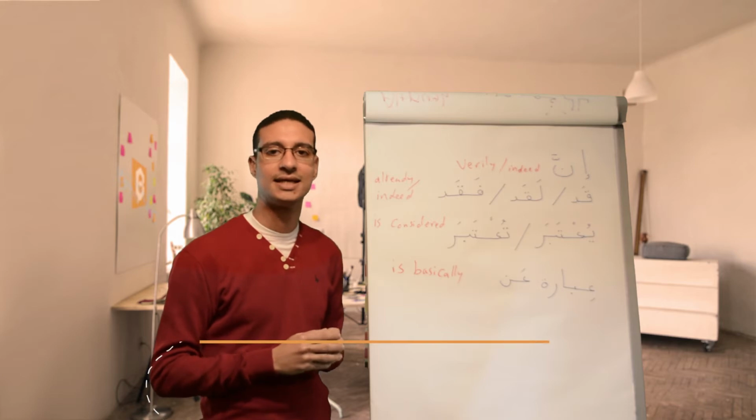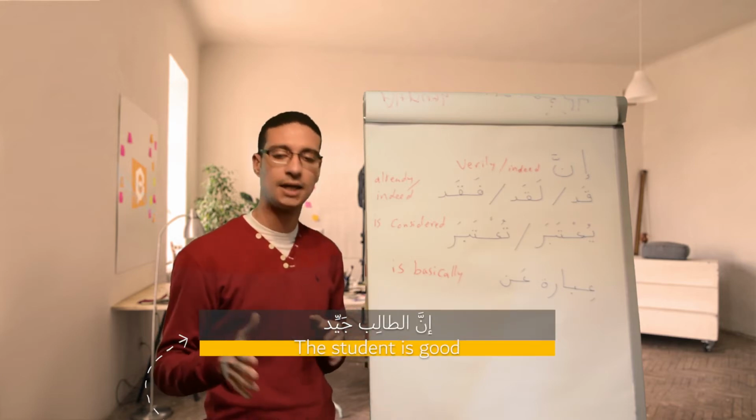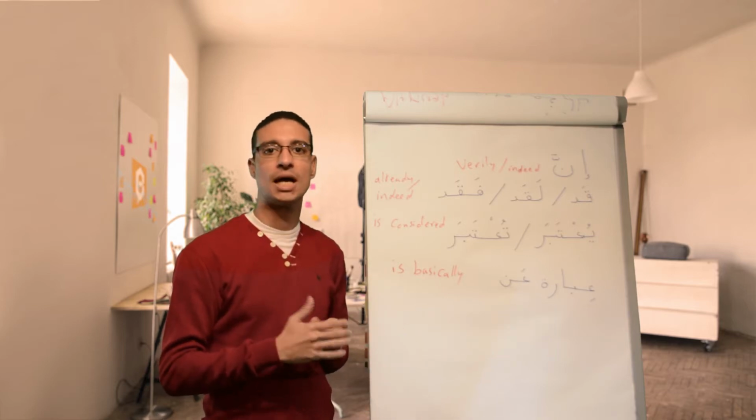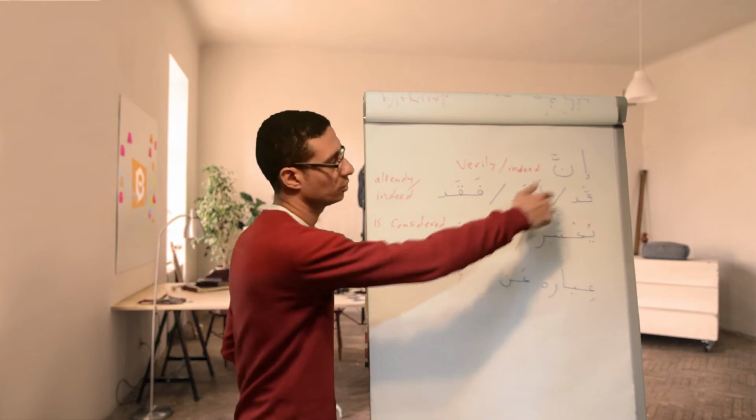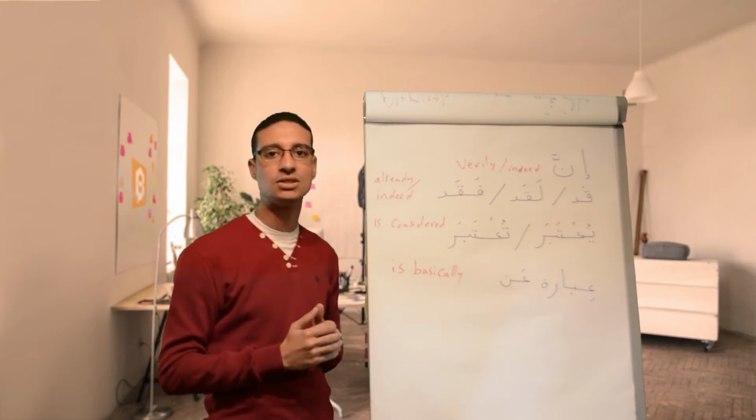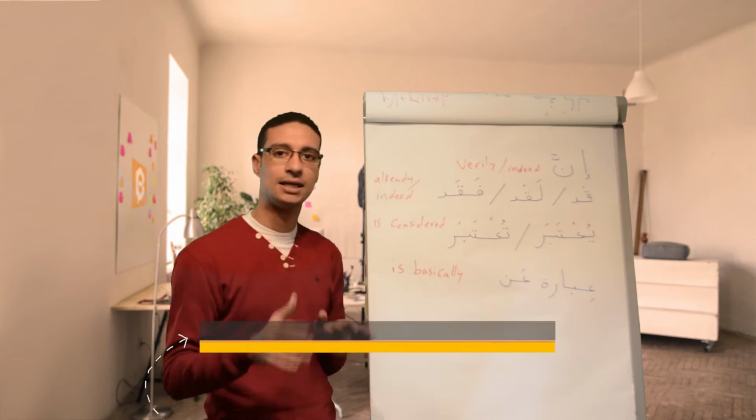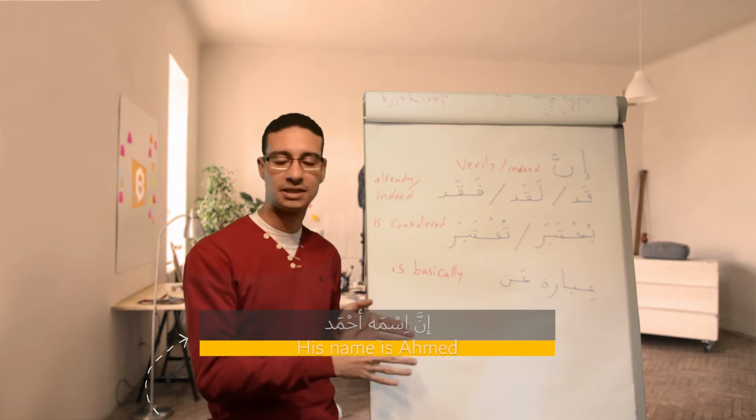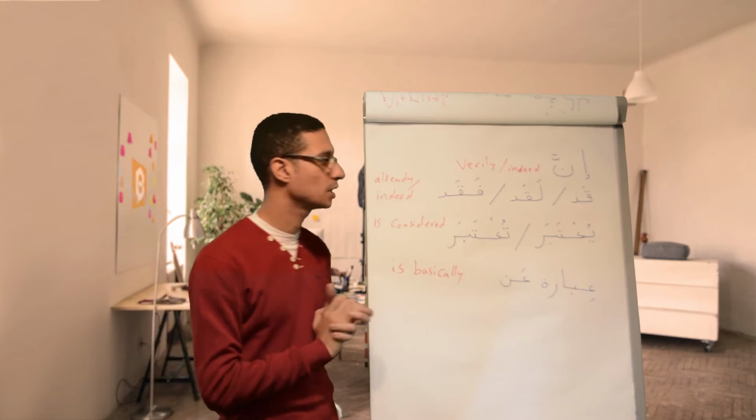Another example is inna الطالب جيد. The student is good. So we don't even translate it. So in English, normally when you see inna, you don't translate it. One last example for inna, it's inna ismahu Ahmad. His name is Ahmad. So again, it's not translated.